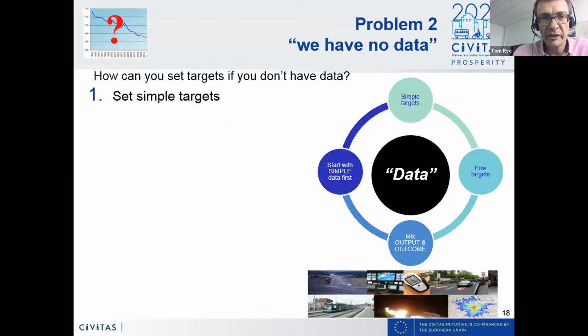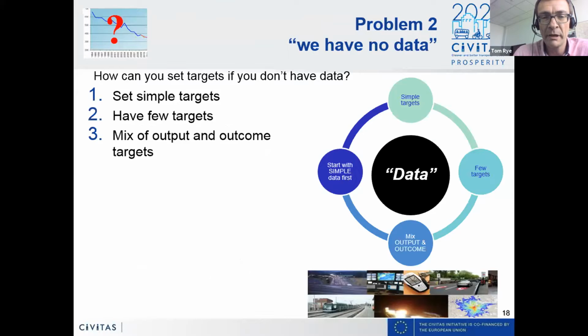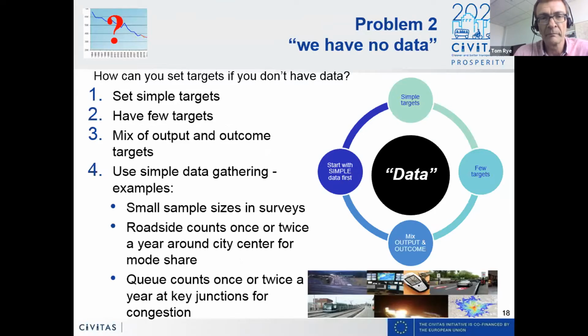What about if you don't have data? You can set simple targets, simple output targets. Don't have many targets. Mix the output and outcome targets, and use simple data gathering. So this comes back to the question from Greg, small sample sizes in surveys. Not methodologically massively rigorous, but in a small city with limited resources, they're a good option for seeing what the trend is over time.